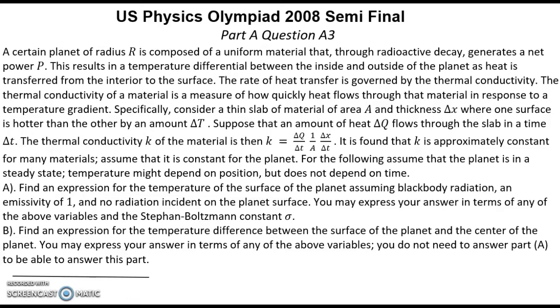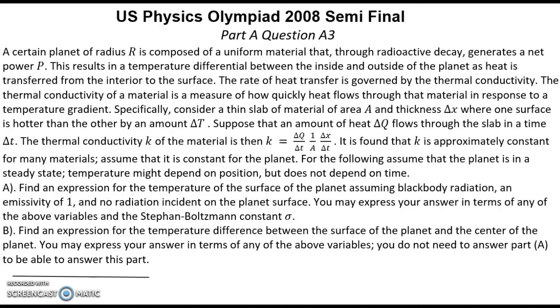Part A, problem A3. A certain planet of radius big R is composed of a uniform material that, through radioactive decay, generates net power big P. This results in a temperature difference between the inside and outside of the planet as heat is transferred from the interior to the surface. The rate of heat transfer is governed by the thermal conductivity.